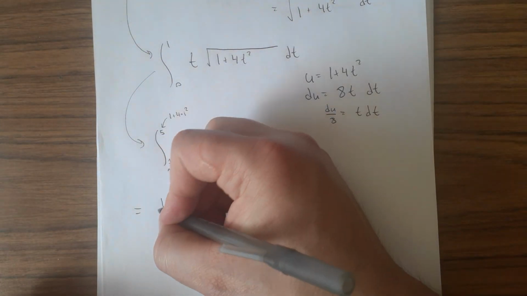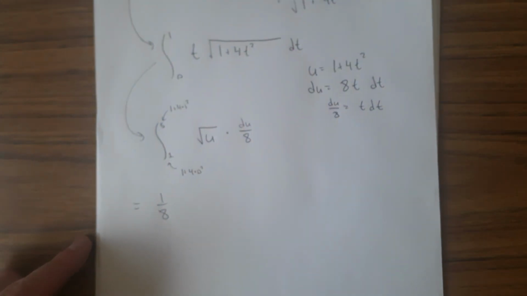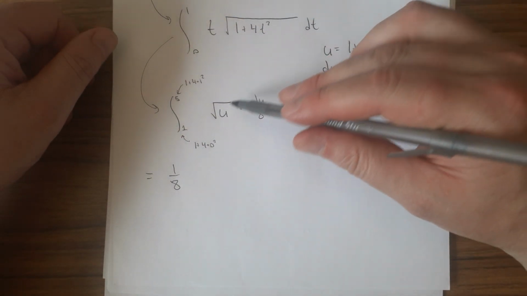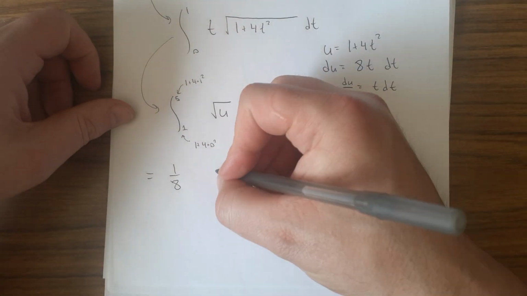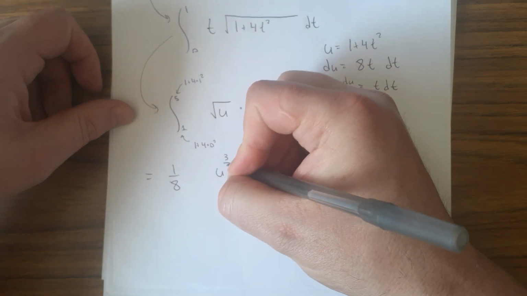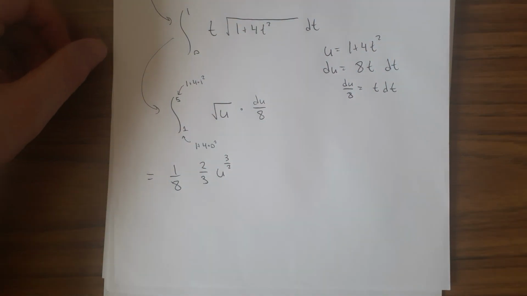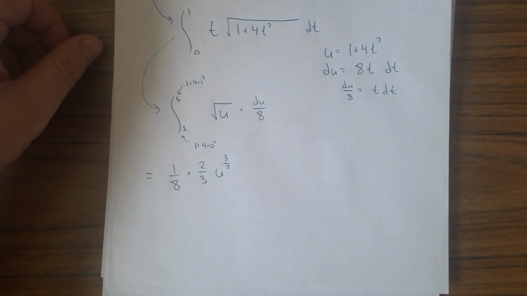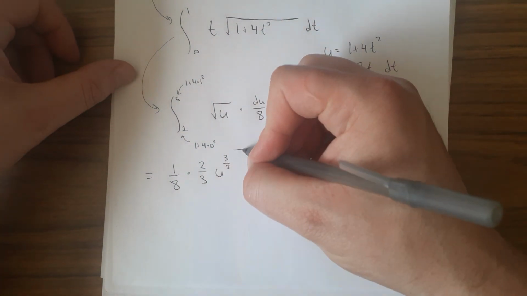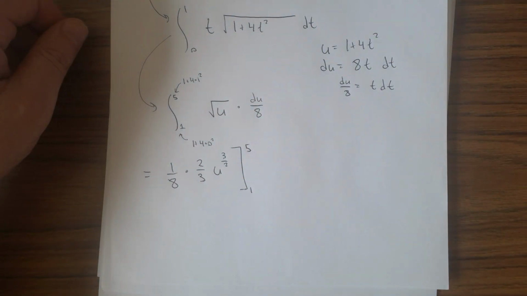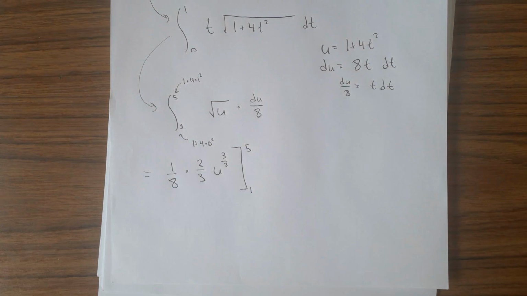I can do this. The 1/8 can come all the way out. I'm doing the antiderivative of u to the 1/2, which is u to the 3/2, but then I put a 2/3 in front. And this is multiplication. And this is going to go from u equals 1 to u equals 5.